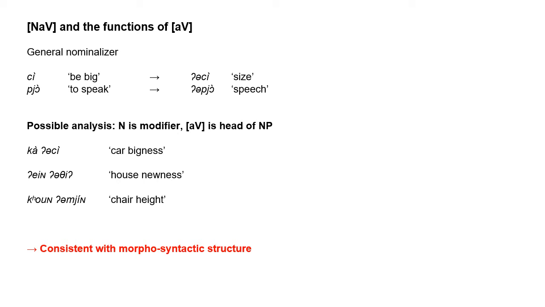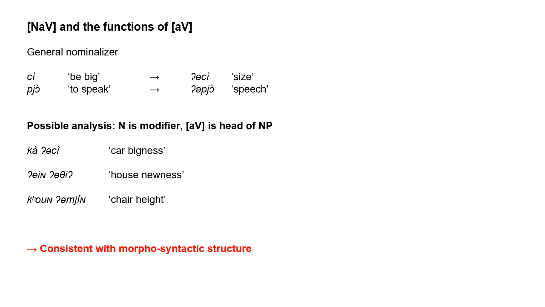So one possible analysis would be to take a compound or a noun phrase like ka aji, the big car, as something like underlyingly car bigness, the car's bigness. And this is actually how some authors have analyzed these.